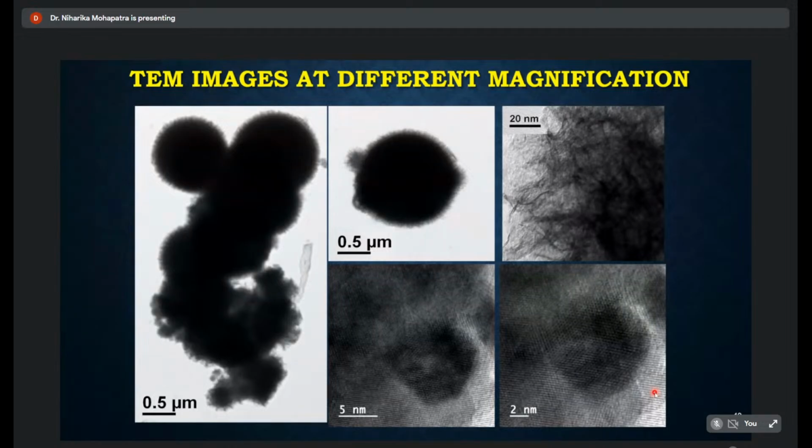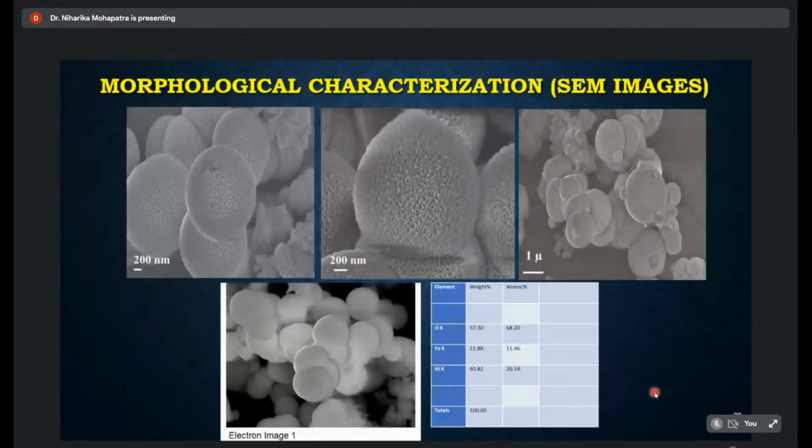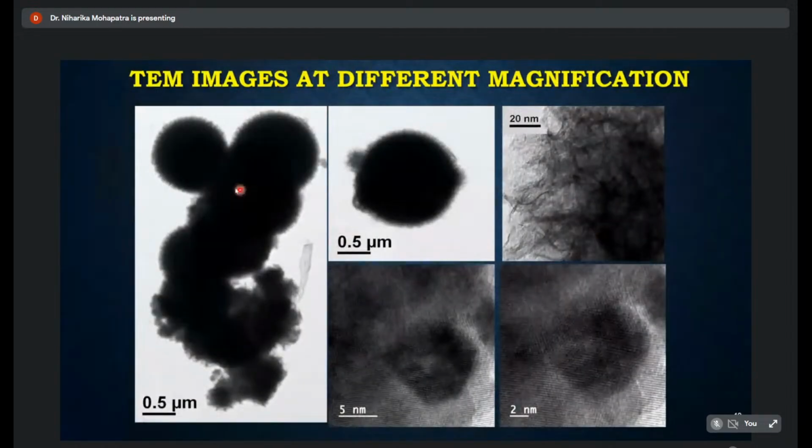But the point here is that if you look at these balls, the size is micron scale. But if we look at the size of these particular Fe3O4 particles, they are very small, like 11 nanometer.